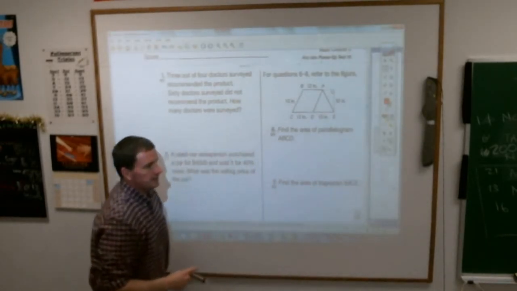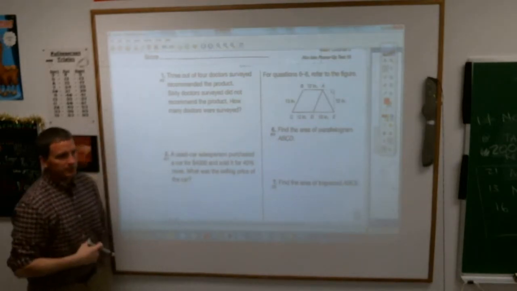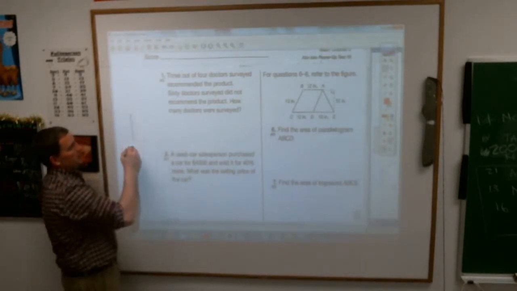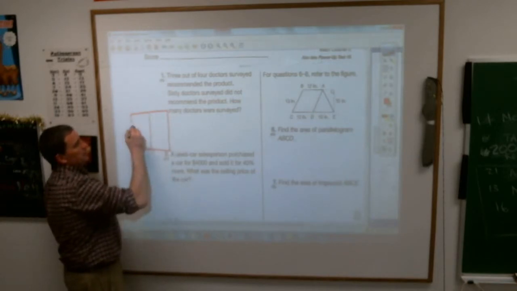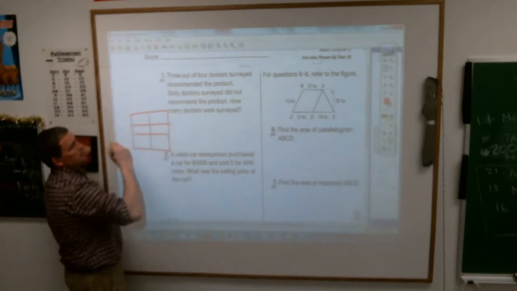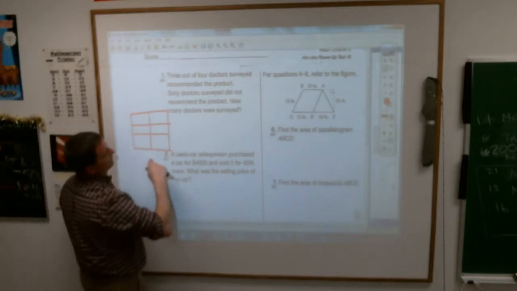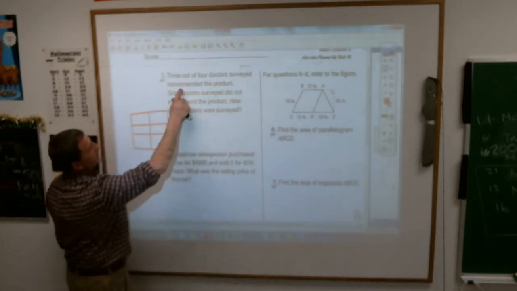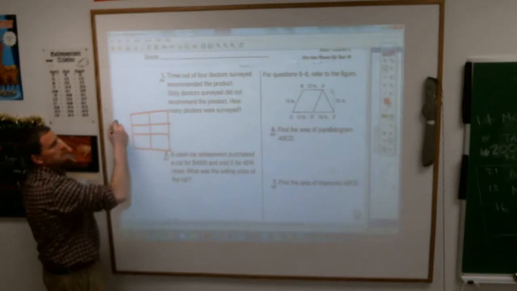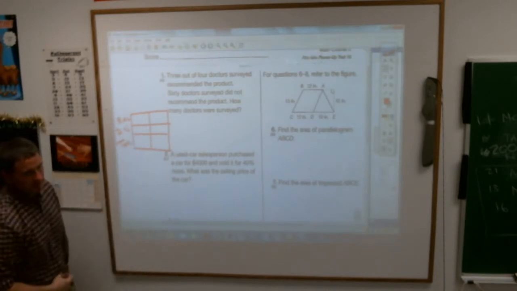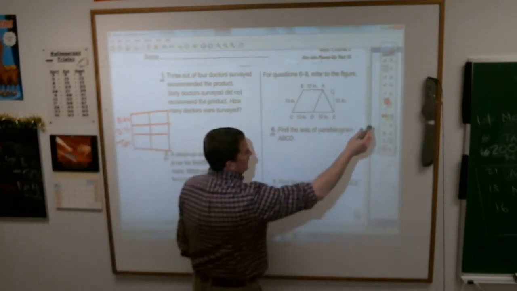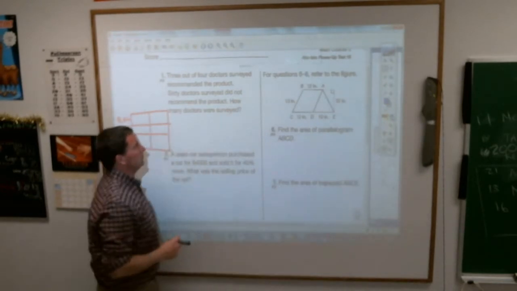Right away, as soon as I see 3 out of 4 doctors, guess what I'm going to do? I'm not even going to read the rest of the problem. I'm going to write me a ratio box. You're in 7th grade. So what are we comparing? Doctors who recommended to doctors who did not recommend, and that's going to give you some sort of total. I don't even know what the rest of the problem is. I'm just writing that down because that's what I can figure out. Recommended, not recommended, and total.